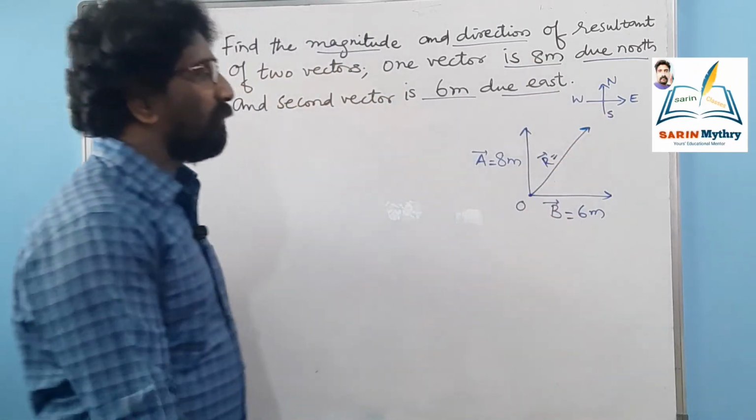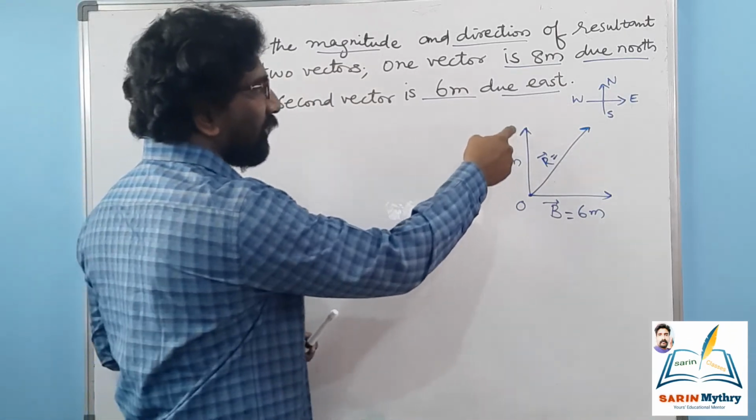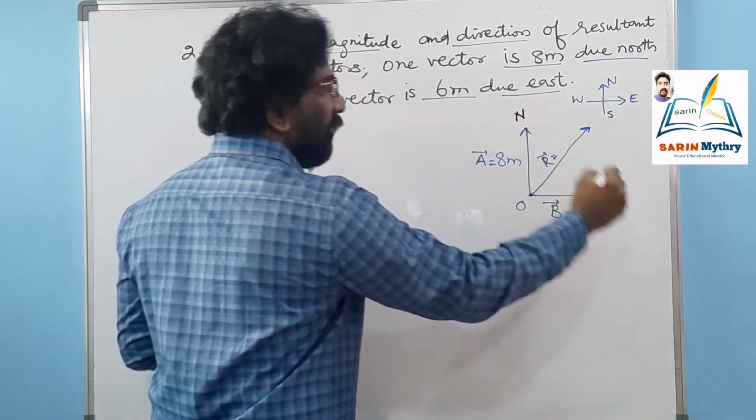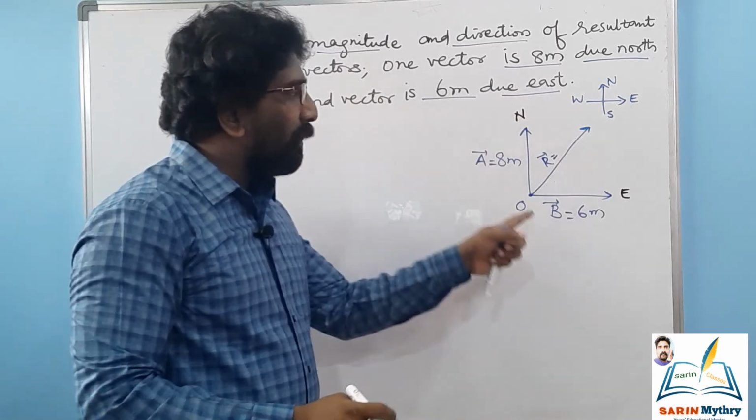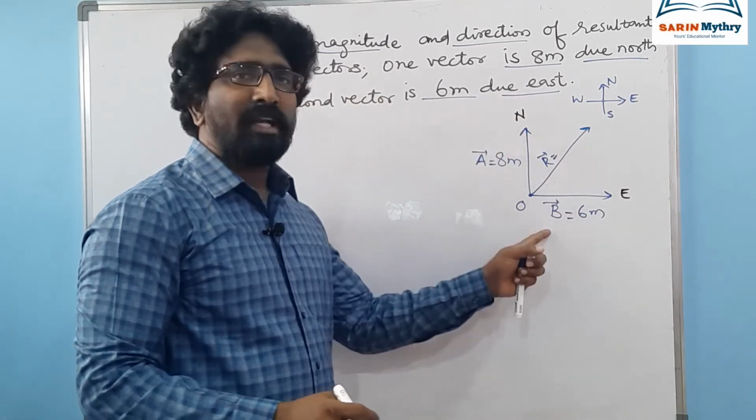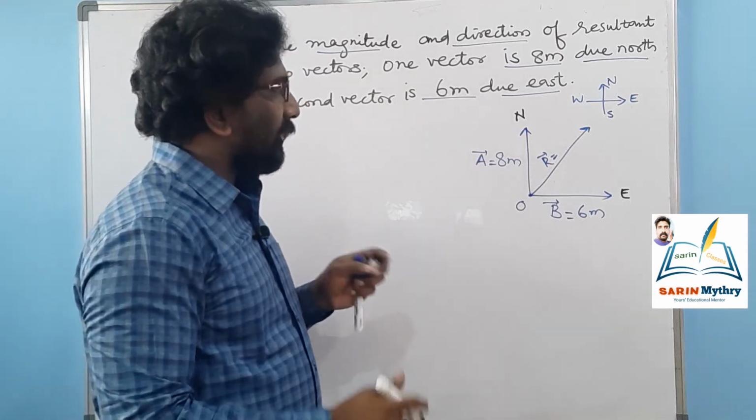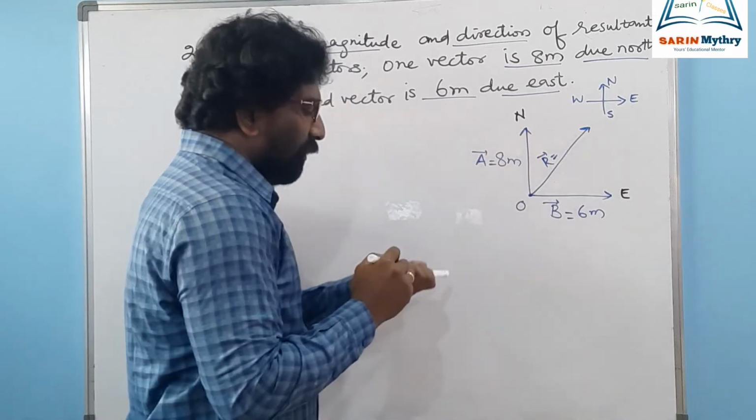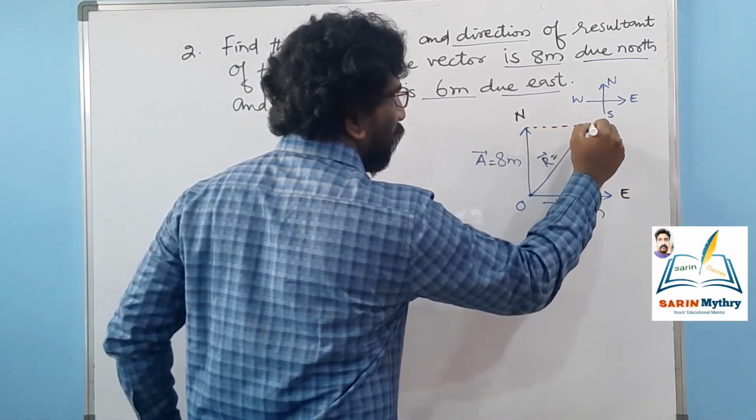This will be my resultant vector R. Now here, if both these vectors are connected in this fashion, one is moving in the north direction, the other one is moving in the east direction, then I can say that the angle between vector A and vector B is 90 degrees. For that one, I will draw the other side of this by dotted lines.